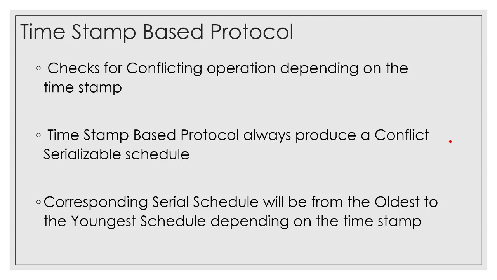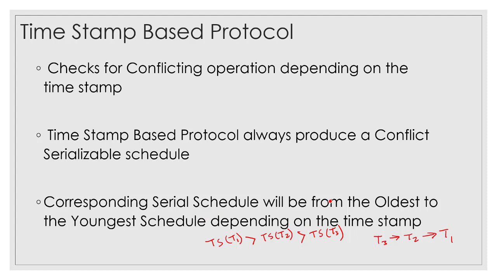So suppose transaction 1 has a greater timestamp than transaction 2, which has a greater timestamp than transaction 3. So which one is the youngest? T1 is the youngest transaction of this schedule and T3 is the oldest transaction of the schedule. So the corresponding serial schedule for this schedule will be T3 followed by T2 followed by T1.